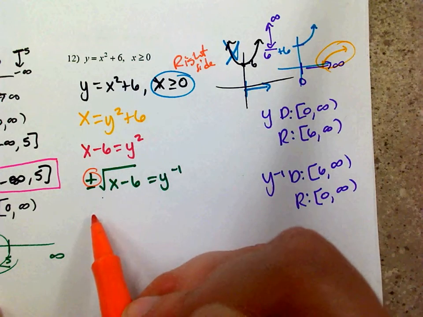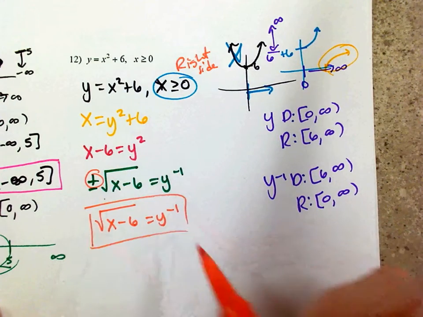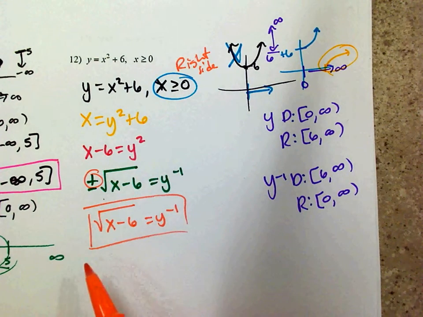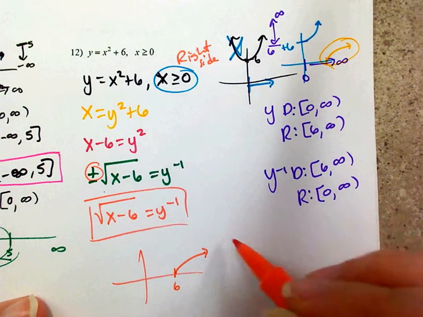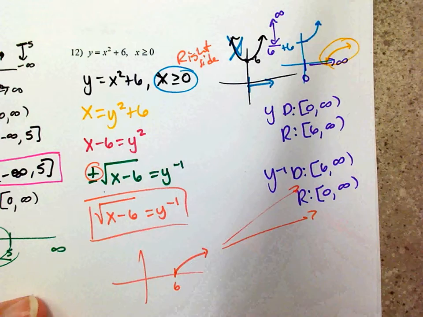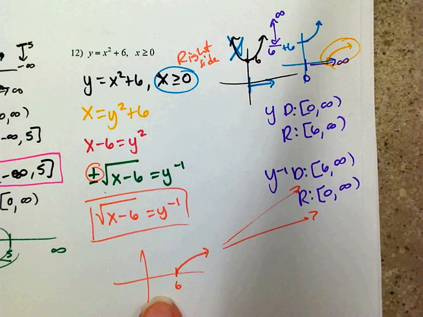And if you actually sketch that radical, it goes to the right 6 and goes up. This domain is 6 to infinity. Its range is 0 to infinity. So it makes sense. But if it had been up and down, then it would have been range all real numbers, which would not have worked. Okay.